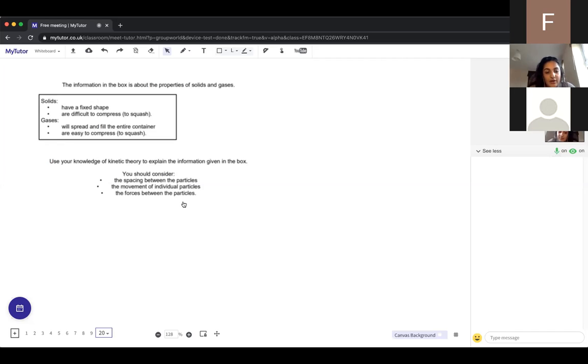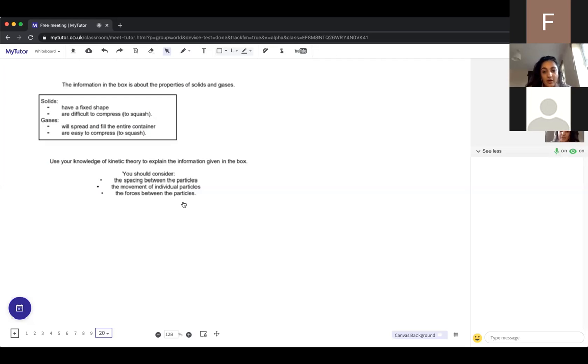Okay, so why is this the case? Well, the spacing between the particles in a solid is very, very close together. And because there's no air between, no kind of empty space between the particles, that makes it very difficult to squash. The same is the case in the opposite scenario with gases. They have a lot of empty space between them and therefore are really easy to squash.